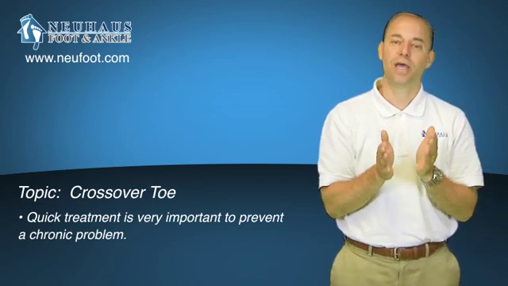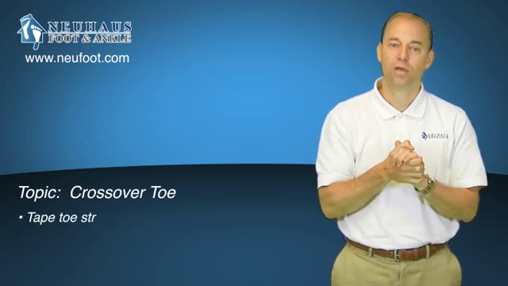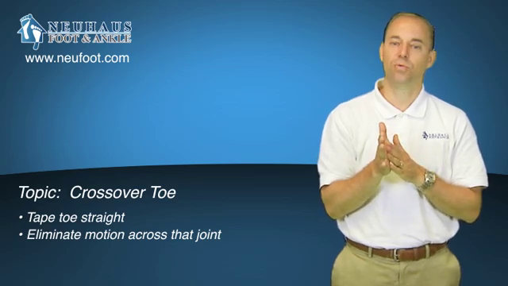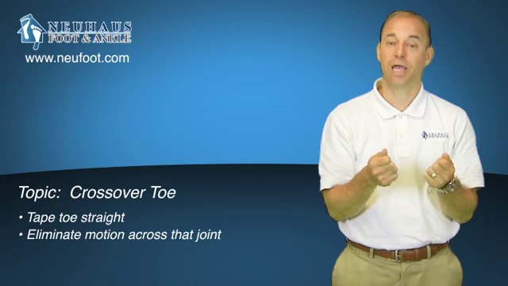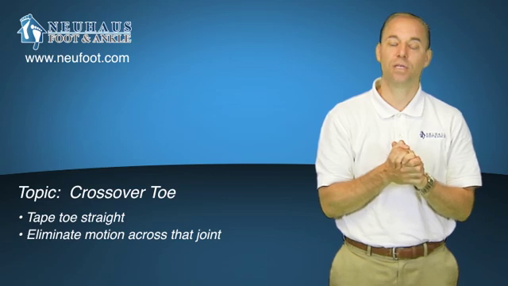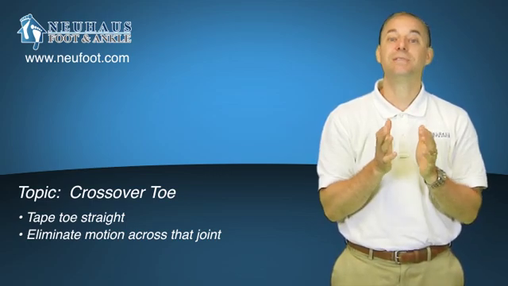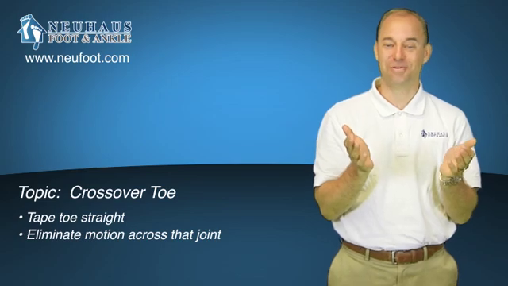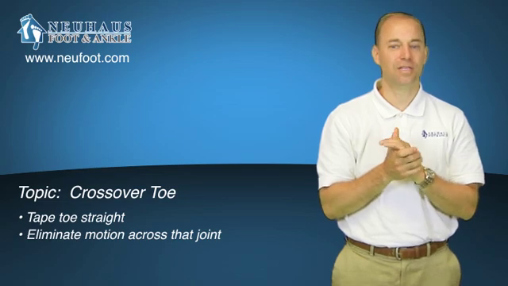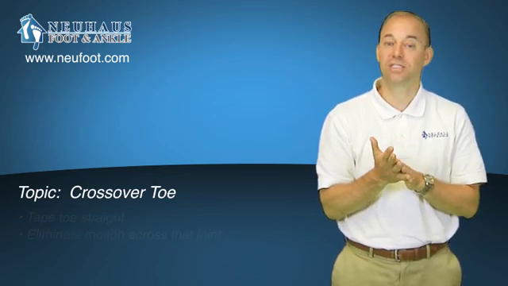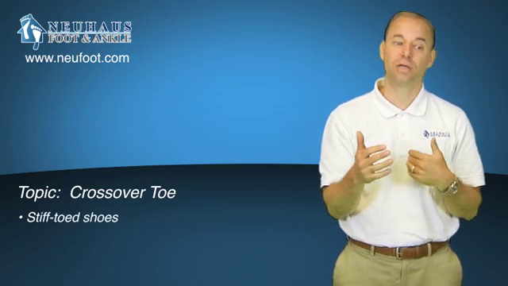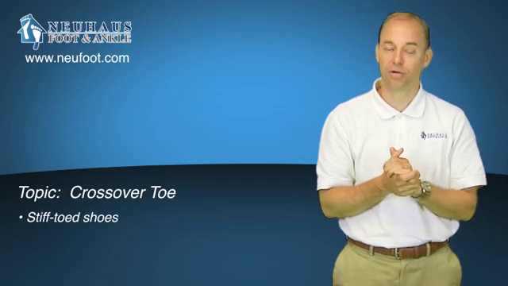So the way you treat that, we want to tape that toe straight. You're going to eliminate motion across that joint. Sometimes I will use just simple athletic tape. Sometimes I'll use a little splint that I have to tape the toes together. Sometimes it doesn't matter what you do, it's going to progress anyway. And that's the thing you have to remember with this problem: you need to treat it aggressively. You want to wear stiff-toed shoes, or a surgical shoe. Sometimes I'll even give people a boot, depending on how much pain they're having.